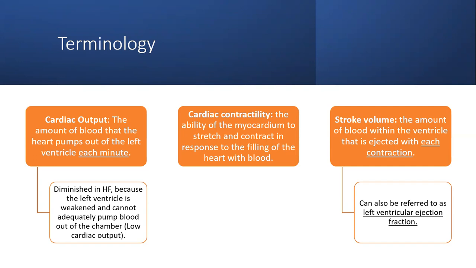Cardiac contractility is the ability of the myocardium to stretch and contract in response to the filling of the heart with blood. So some of our medications will affect this contractility, and we'll talk about that when we get to those meds. Stroke volume is the amount of blood within the ventricle that is ejected with each contraction. This is also referred to as that left ventricular ejection fraction. So you can see it as that EF or stroke volume.